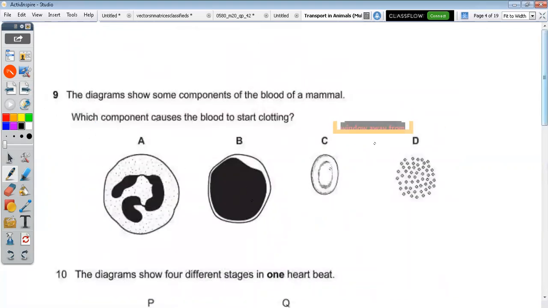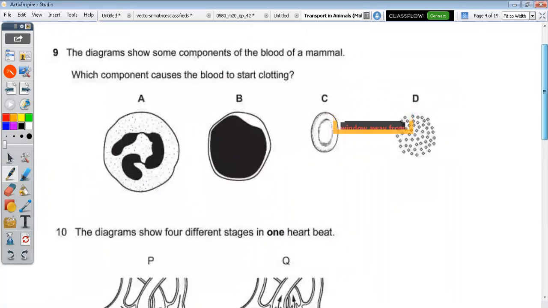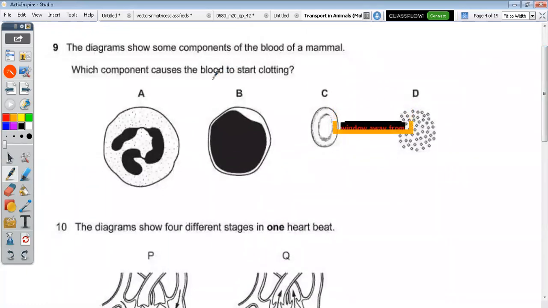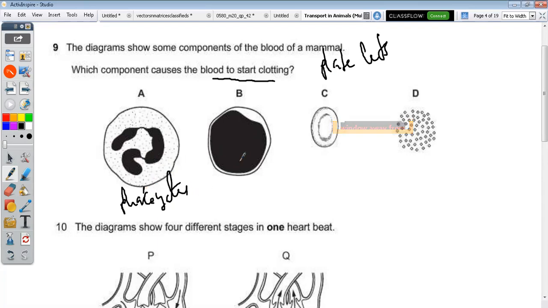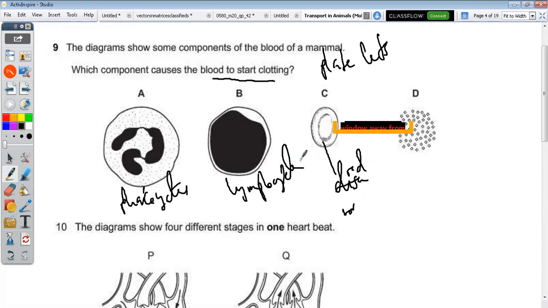There, you see, sometimes they're given diagrams. Which component causes clotting? So what causes clotting? We talked about it. We said there are platelets. Platelets cause blood clotting, and they explain the blood clotting. So this is a phagocyte, a white blood cell. This one is a red blood cell, disc shaped. This is a lymphocyte, another white blood cell. And these are your platelets here. Clear?